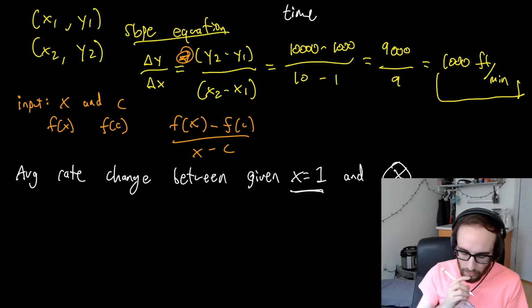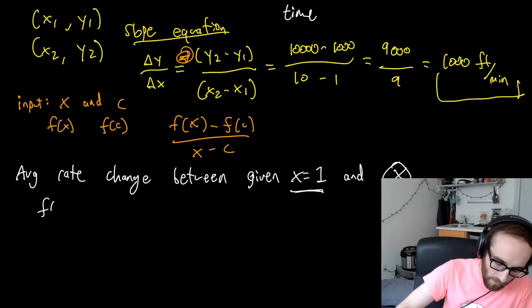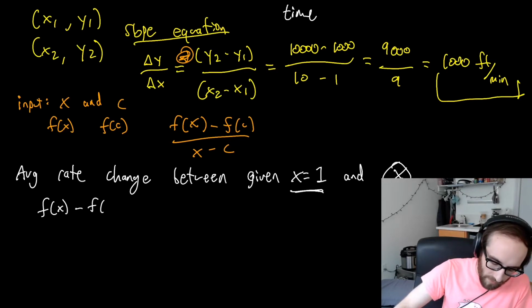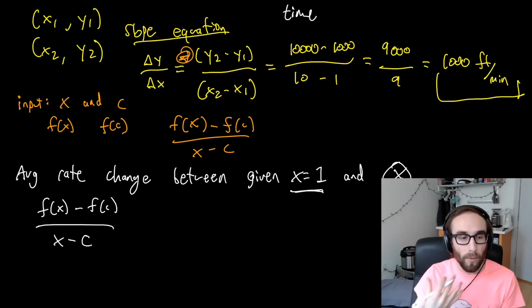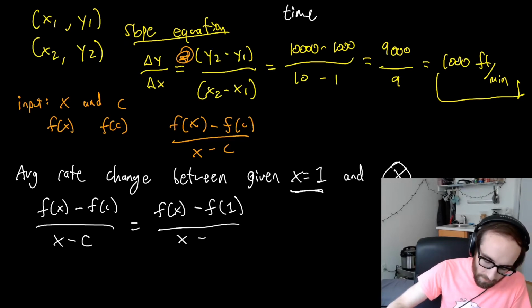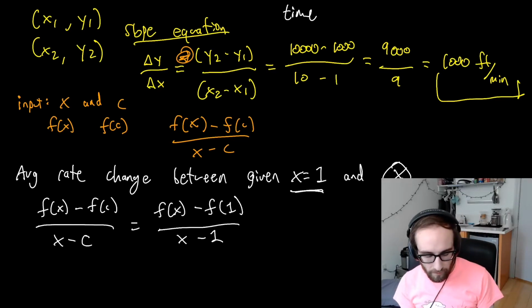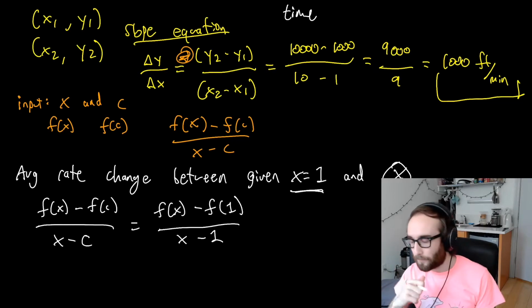Okay, so to do this, what we're doing is using the same equation, using f of x minus f of c over x minus c. And the c value in this case is the value that they give us or provide to us. So in this case, we're looking at f of x minus f of 1 over x minus 1. So this is how we can find the average rate of change between x, any x value, and 1.